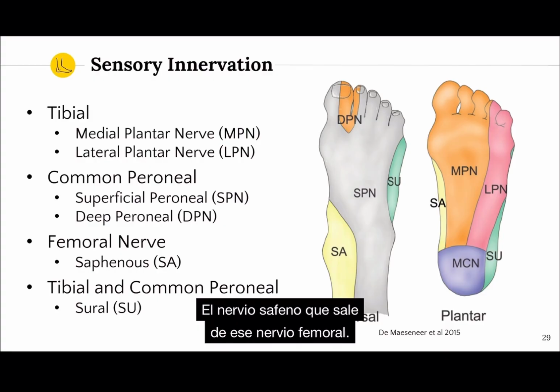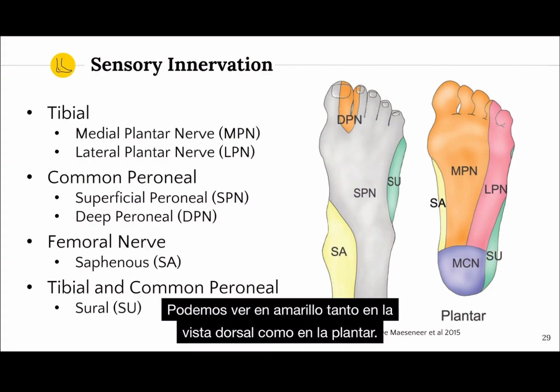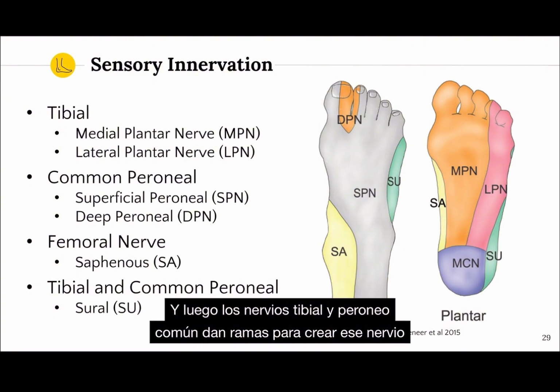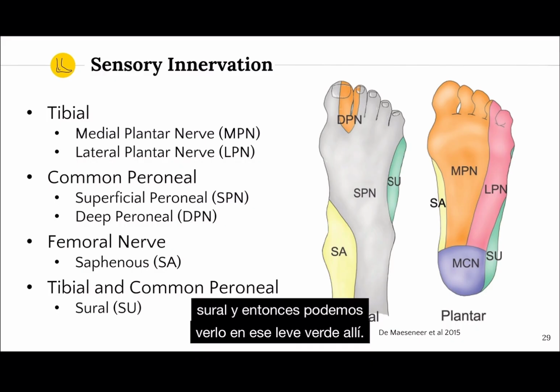The saphenous nerve, which is coming off of that femoral nerve, we can see in yellow in both the dorsal and plantar views. And then the tibial and common peroneal nerves give branches to create that sural nerve, and then we can see that slight green there.